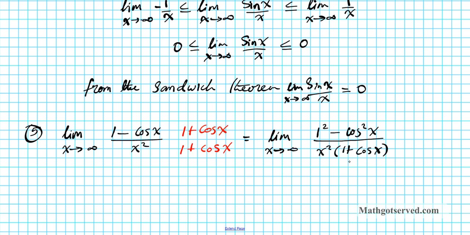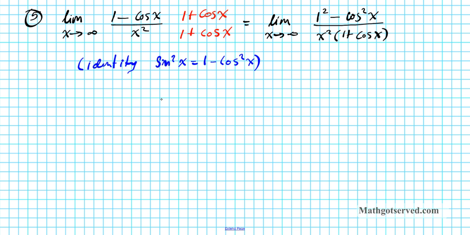Okay, so using the identity here is the Pythagorean identity. Let me write down the identity. The identity says that sine square x is equal to 1 minus cosine square x, right? That's basically what this numerator is. So let's simplify this a little bit more first, and then we'll apply that. So this becomes the limit as x approaches infinity of 1 minus cosine square x over x squared times 1 plus cosine x. Okay? Now let's apply the identity.